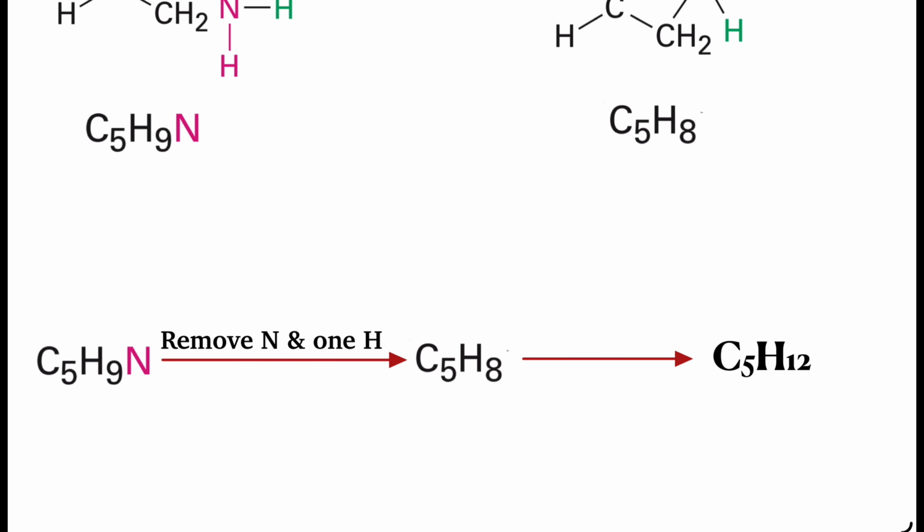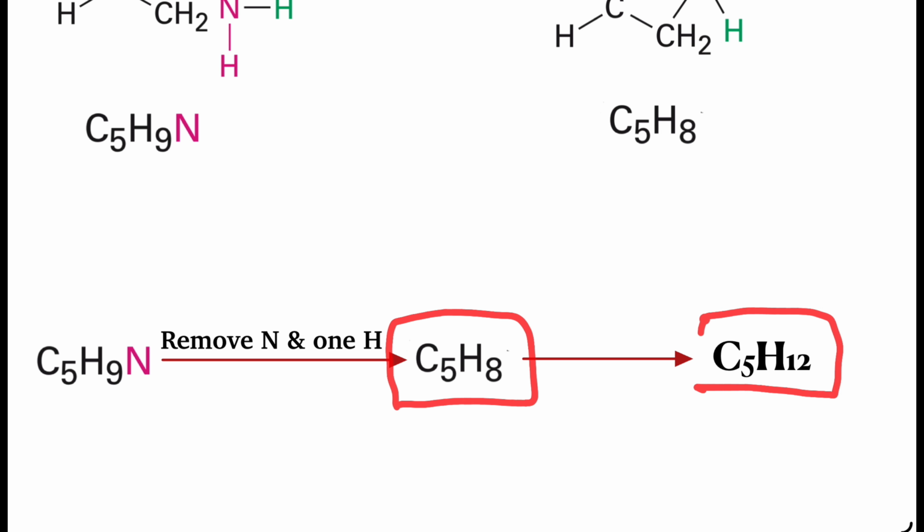If there are 2 nitrogens, you remove 2 hydrogens. If there are 3 nitrogens, you remove 3 hydrogens. How many hydrogens do you have to remove? Simply observe how many nitrogens are present. If there is one nitrogen, just remove one hydrogen from the formula. Nitrogen is also removed, no doubt. Overall, you are removing NH. This is C5H8. This is C5H12, saturated hydrocarbon.